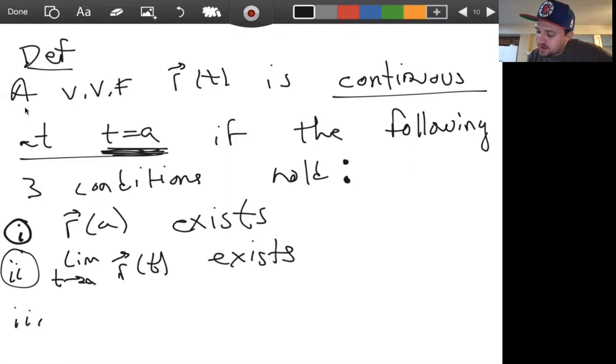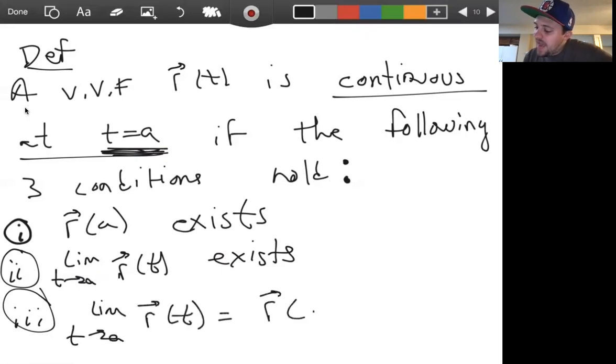And the third condition, which is probably what you go to when you think about continuity of a function, but you do need 1 and 2 to also hold, is that the limit as t approaches a of r of t is the same as the function at the a value. So the limit as t approaches a is the same as the function at a.